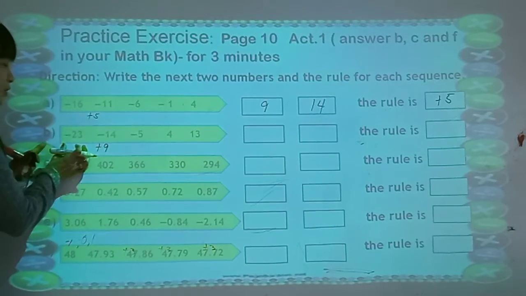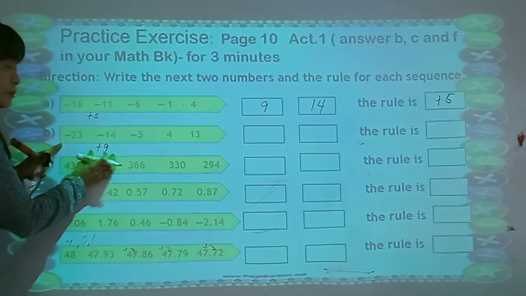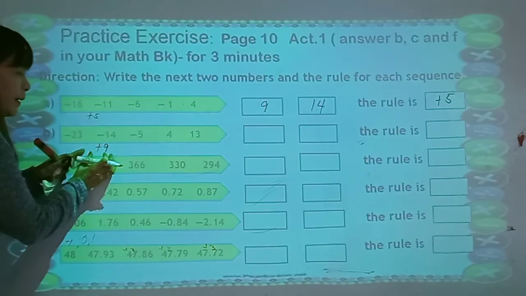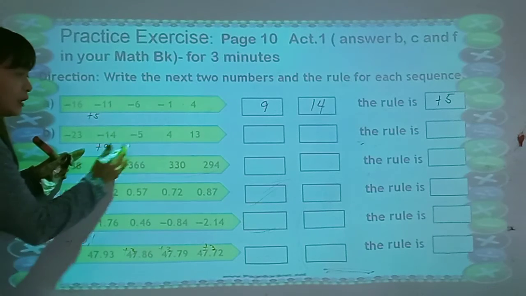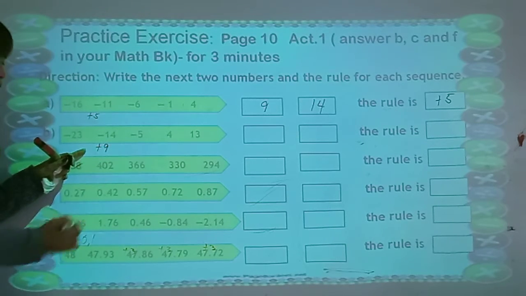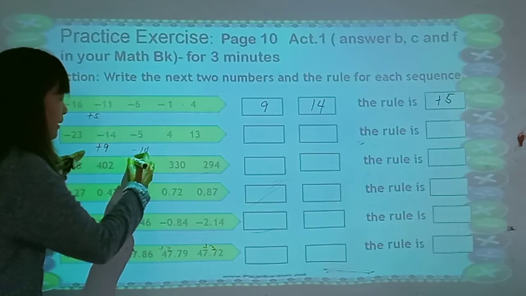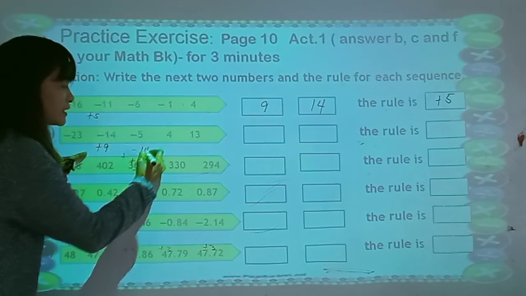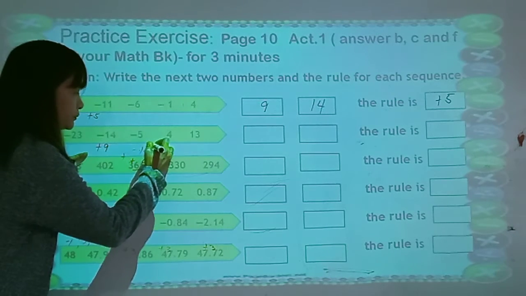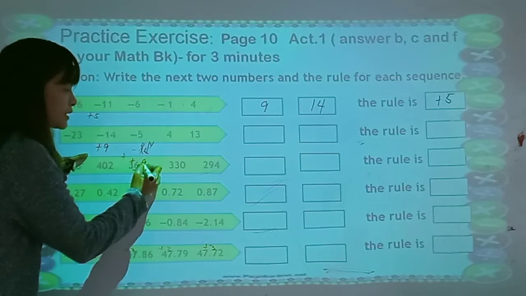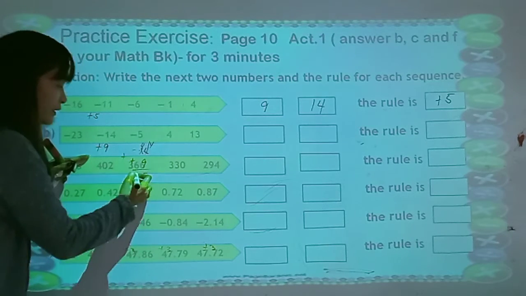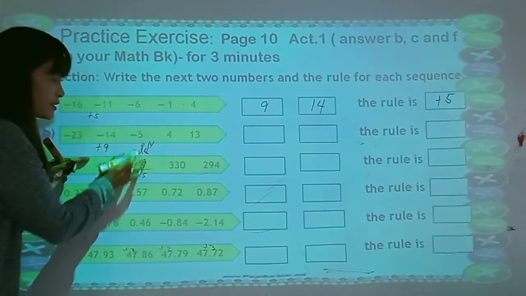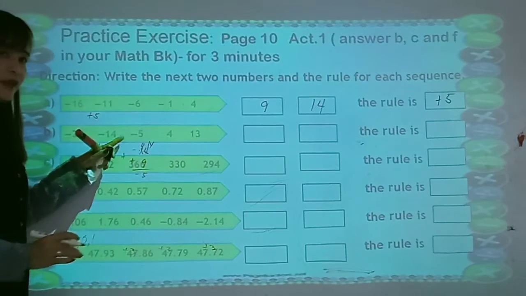Negative 23 plus positive 9 gives us negative 14. Negative 14 plus positive 9: 14 minus 9 gives us 5. The result is negative because the greater absolute value is negative 14. So the answer is negative 5.